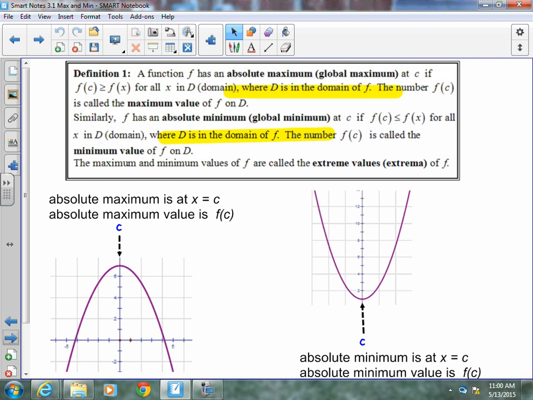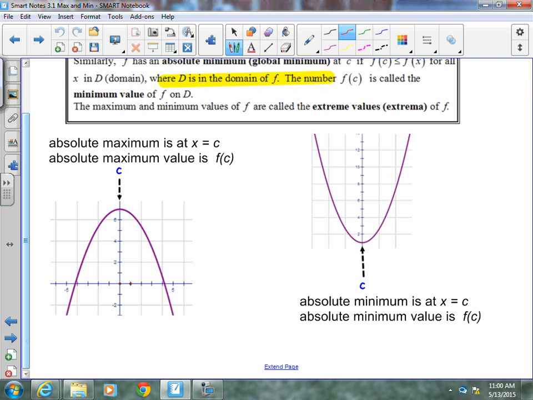So if you see that word value, you know you have to give the y value. If you notice on a couple of these examples, the absolute maximum is at C, which means the value is f of C, which appears to be about 7. Sometimes you can figure it out, sometimes you just have to write f of some abstract quantity. Here, our absolute minimum is also at C in that picture, and so the minimum value is f of C.